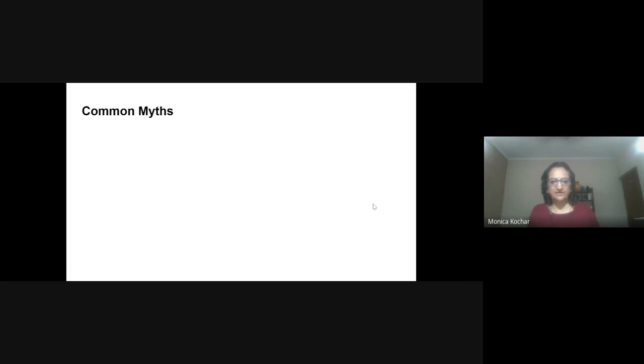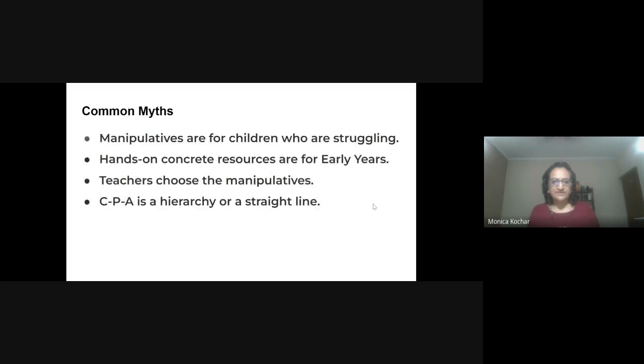Common myths are that manipulatives are for children who are struggling. Not true. Hands-on concrete resources are for early years. Not true. There are teachers who have used concrete material for even higher classes. Teachers choose the manipulative. Not true. There are children who have demonstrated to me what symmetry is all about using their own material.